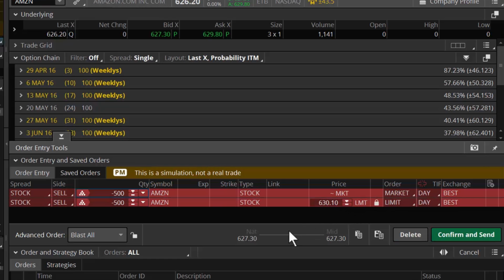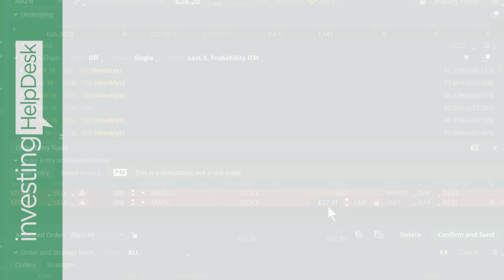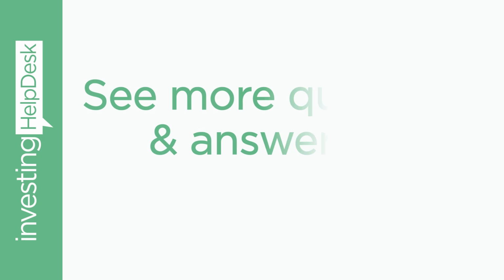In the same situation when you're selling a stock, with a limit order you're able to sell at a little bit higher price and bump around the prices to try to get a little more favorable pricing. So that's the difference between a limit and a market order.